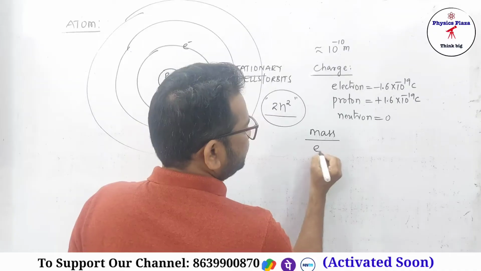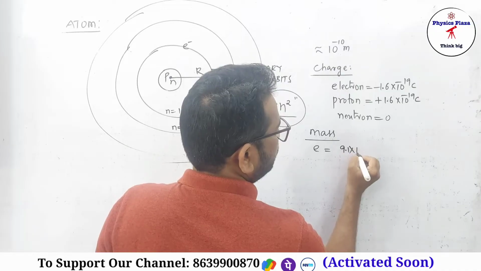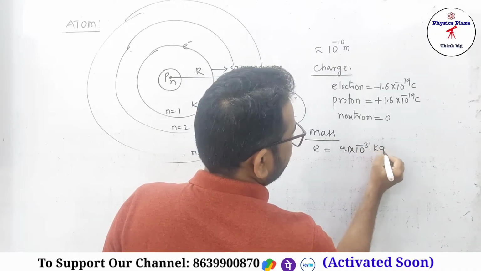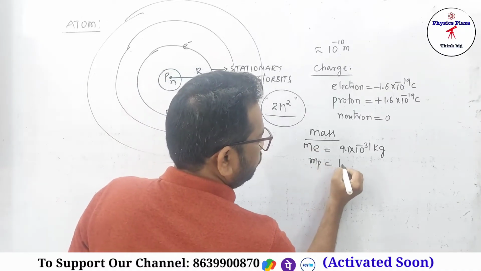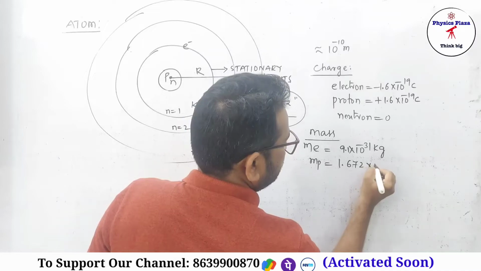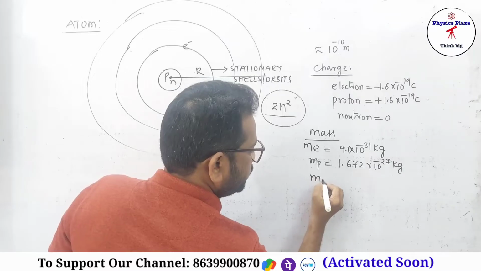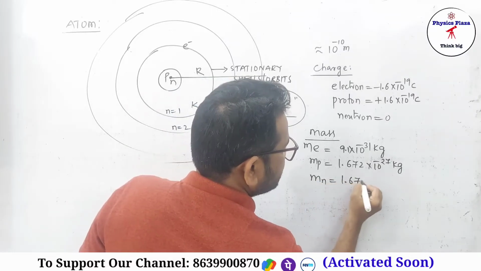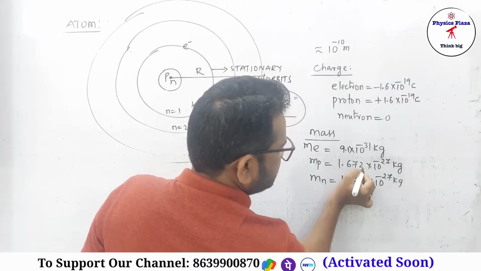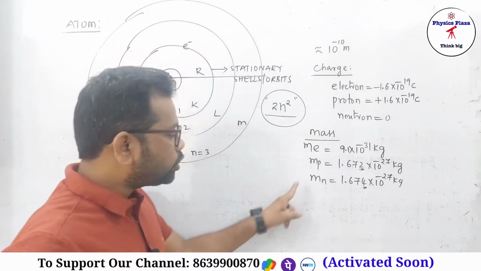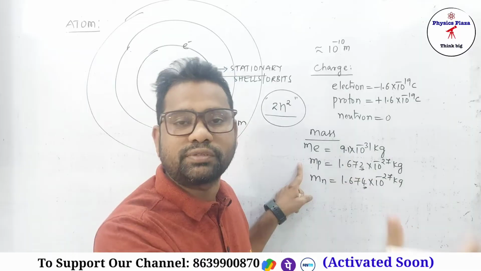Now comes the mass, children. The mass of the electron is 9.1 into 10 power minus 31 kg, whereas the mass of the proton is 1.672 into 10 power minus 27 kg, whereas the mass of the neutron is equal to 1.674 into 10 power minus 27 kg. If you can see, there is a slight difference in the mass of the neutron and the mass of the proton. In most cases, we can take the mass of the neutron as equal to the mass of the proton.